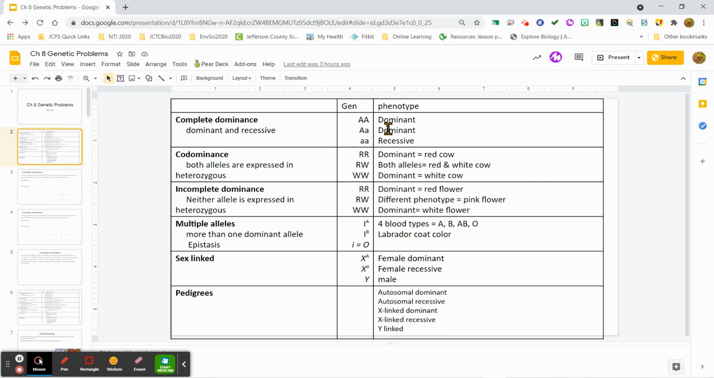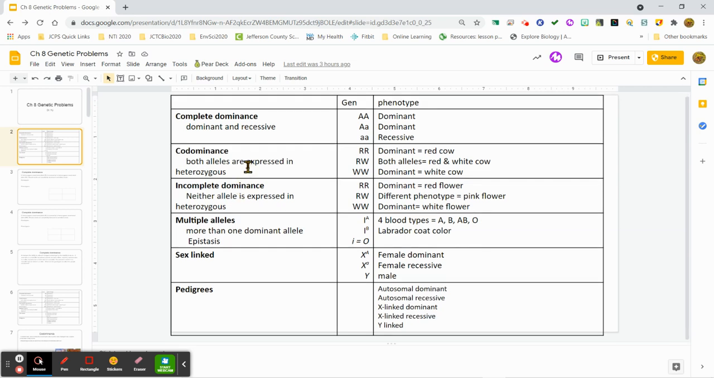But not all genes follow the Mendelian genetics. And so we have codominance, incomplete dominance, multiple alleles, linked, sex-linked, and pedigrees. So the codominance here is where these are both dominant, right? So the white cow is dominant and the red cow is dominant. But when you have heterozygous here, you're going to have a red and white cow. So here you have three genotypes and three phenotypes.